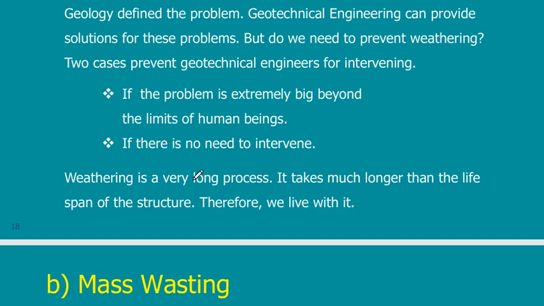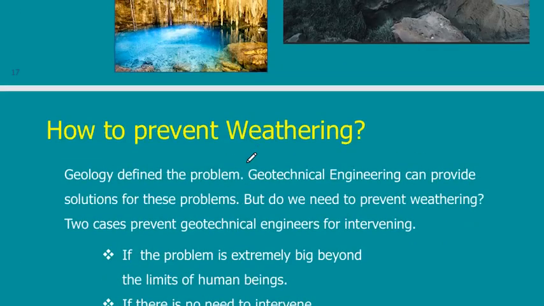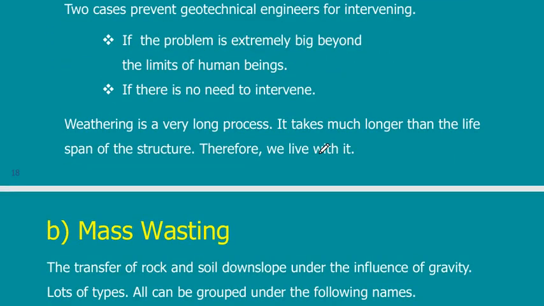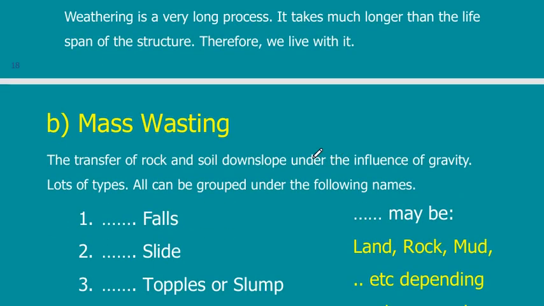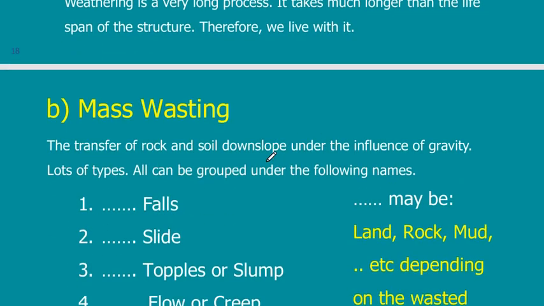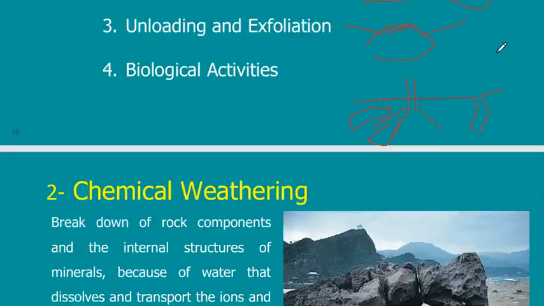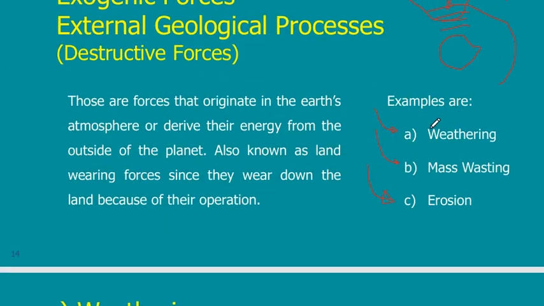So in this case, are we going to prevent weathering? No, we are not going to prevent weathering. We just understand that there is weathering that may happen and it is a very long process. My factor of safety will cover it. The other types, as I said, we have three types: weathering, which is what we finished, mass wasting, and then erosion.